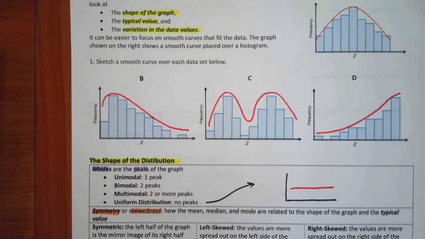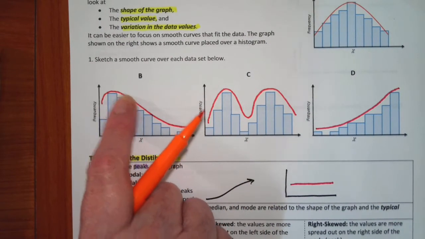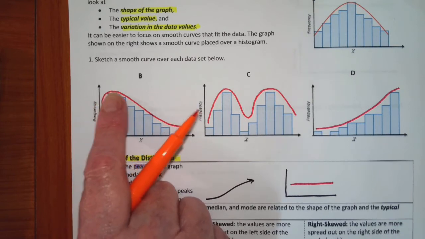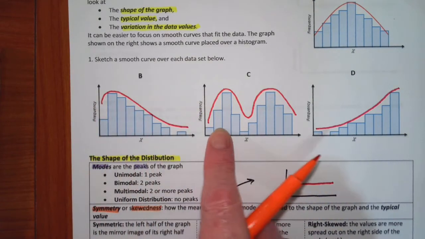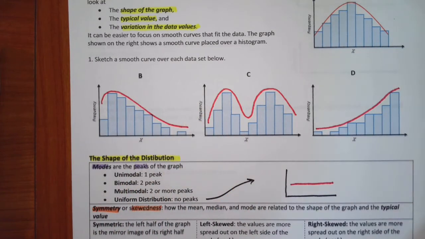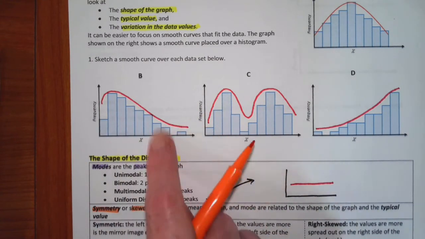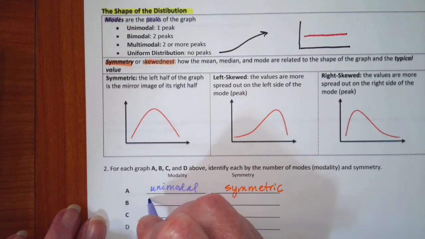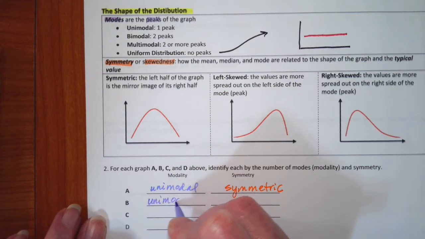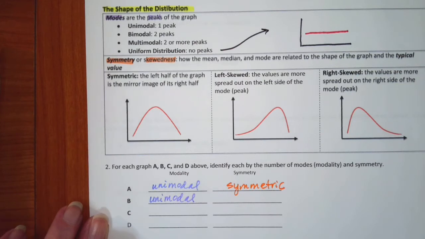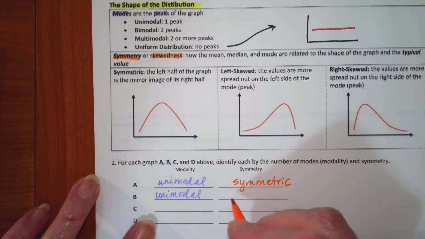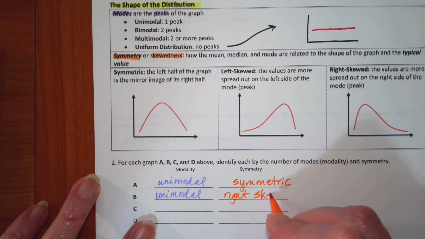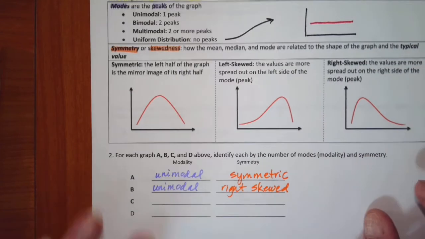If I look at graph B, I can tell there is one peak and there is more data spread out on the right. So that is going to be right skewed. So again, B is going to be unimodal, and it is going to be right skewed, which is the same as skewed right.